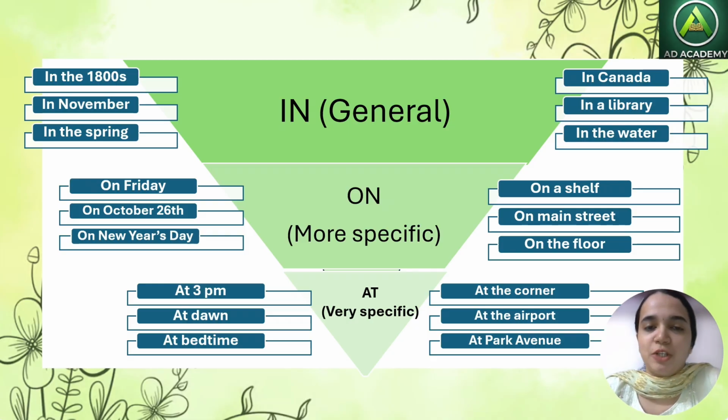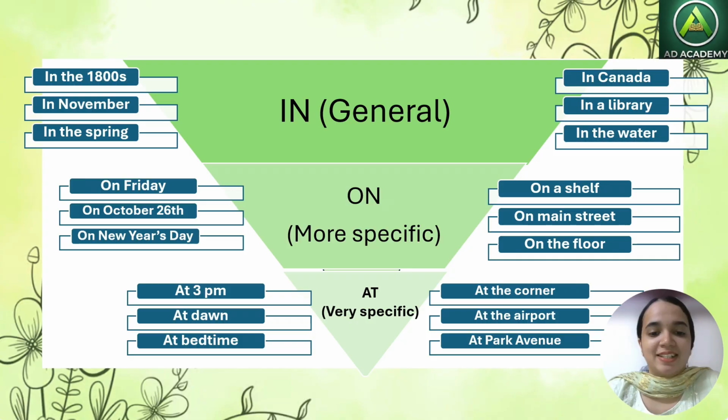When we need to specify more, on, we can use it on Friday, specific days, on Monday, on Tuesday. Again, we are mentioning the date particularly, so we can use on October 26th, on New Year's Day, some special events, on a shelf, on Main Street.